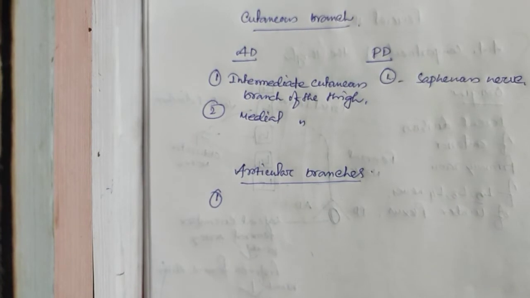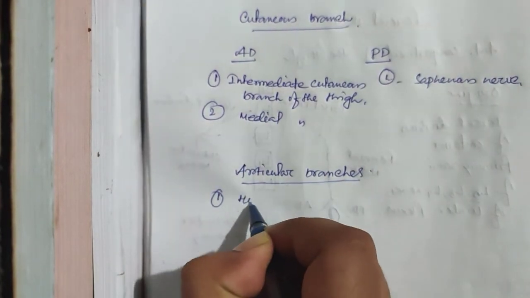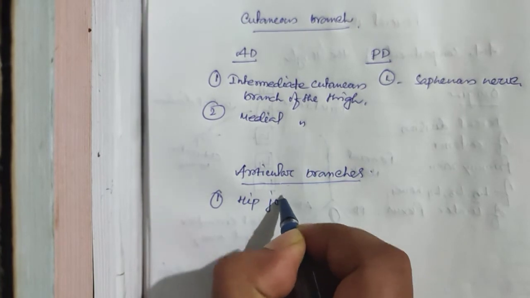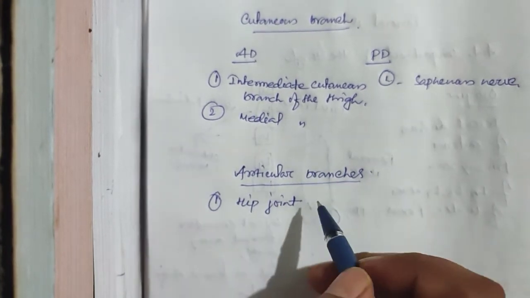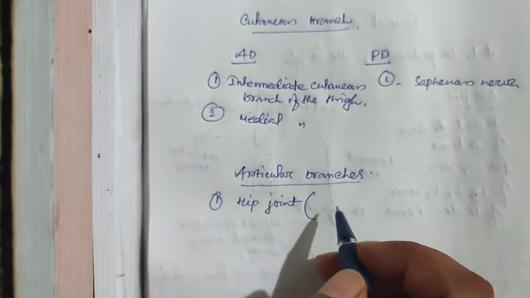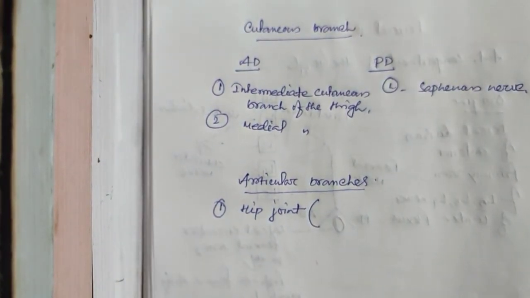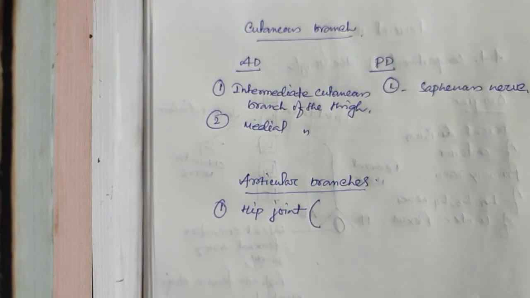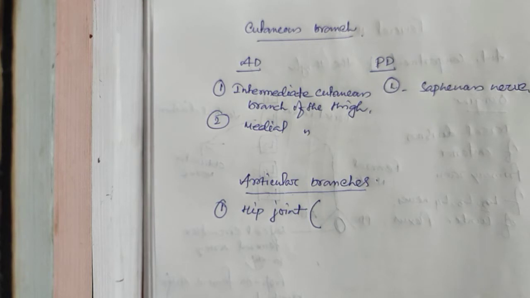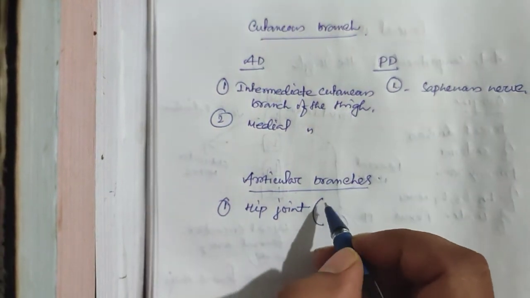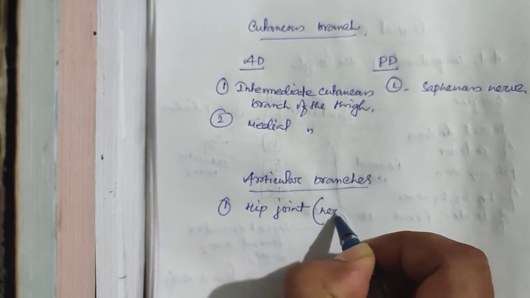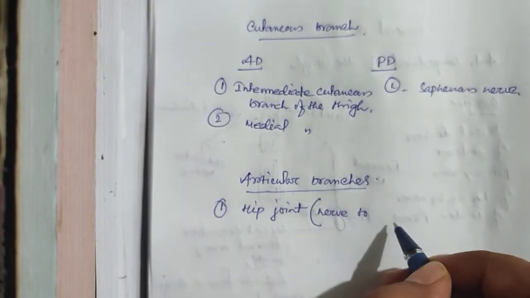These are supplied by the femoral nerve. First, the hip joint, it is supplied by the nerve to the rectus femoris. That means the posterior division of the femoral nerve, which supplies the rectus femoris muscle, also supplies the hip joint. That's why it is called the nerve to the rectus femoris muscle.